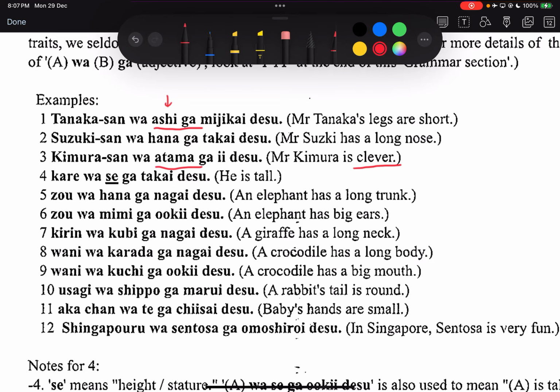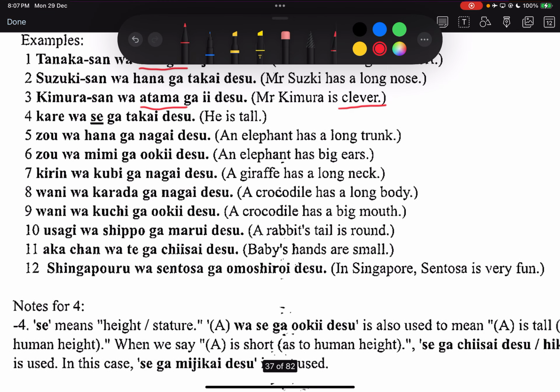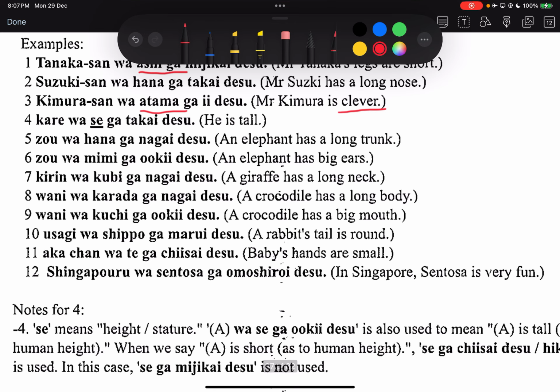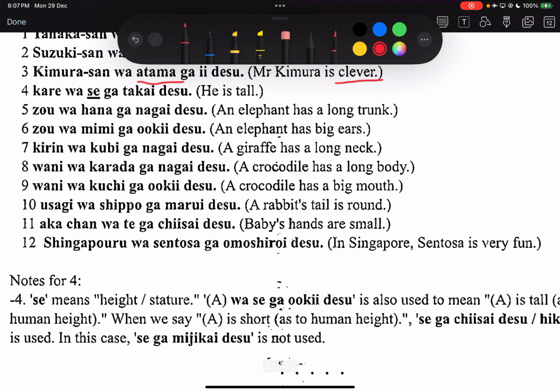Okay, next, number 4. Kare wa sei ga takai desu. So this sei, I mentioned yesterday, right? Sei is to specify the height. So height is tall. Okay, number 5. Zou wa hana ga nagai desu. So nose is long. About the elephant, the nose is long. Right? Next, zou wa mimi ga ookii desu. Okay, elephant, the ear is big. Next, kirin wa kubi ga nagai desu. So giraffe, neck is long.